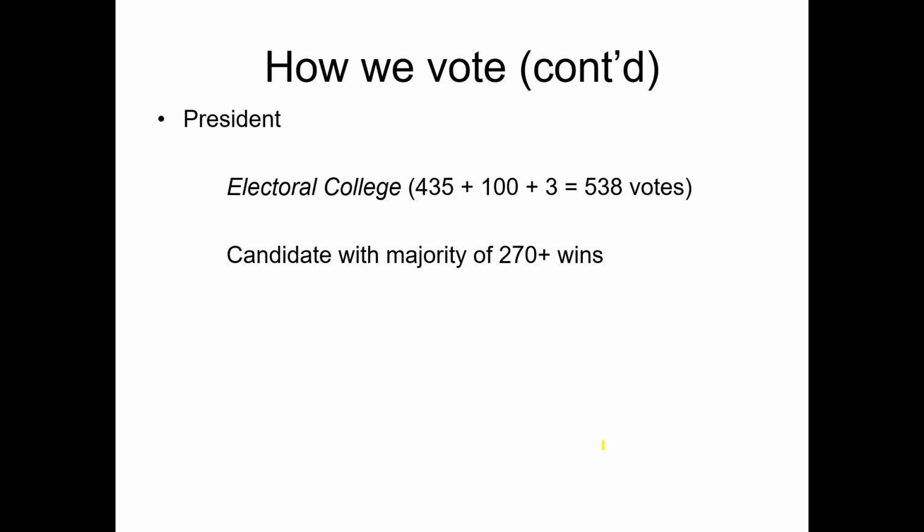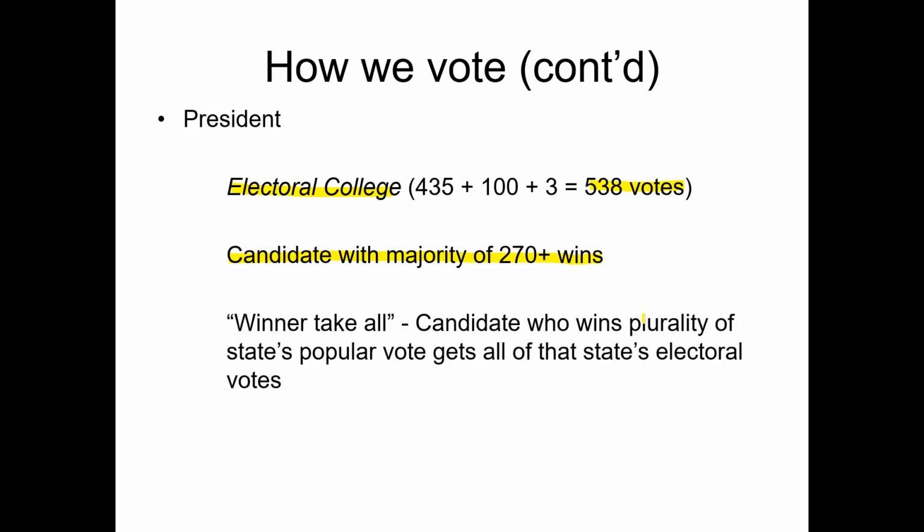We've talked about how the president is elected through the Electoral College. There is a total of 435 congressional districts, plus 100 senators, plus 3 more electoral votes given to the District of Columbia, and that gives us our 538 total electoral votes. In this case, according to the Constitution, the candidate has to win with a majority of at least 270 electoral votes in order to become president.